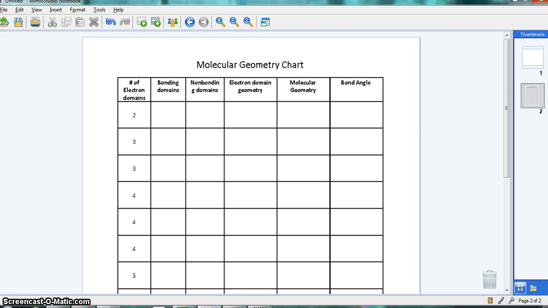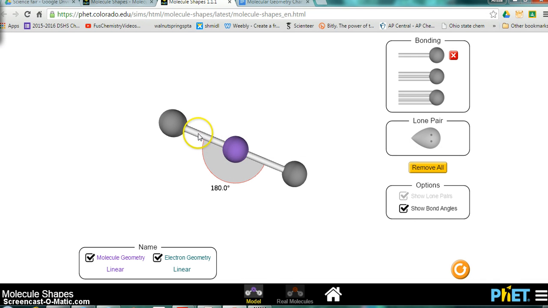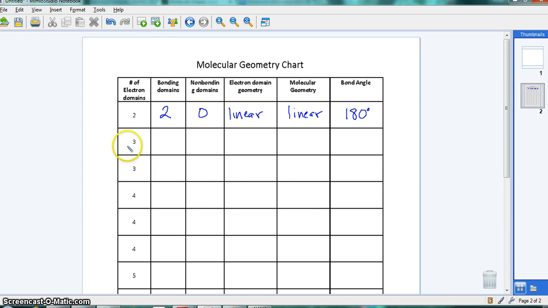So if we go back to our chart, we're going to fill in, we have two bonds, no lone pairs, we have a linear molecule, and a linear molecular geometry with bond angles of 180 degrees. Okay? Now, when we look at these molecules, they could be two single bonds, they could also be two double bonds, it could be a single bond and a triple bond. It doesn't matter what type of bond they are. What matters is how many there are.